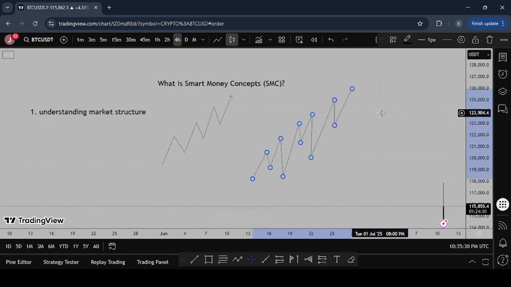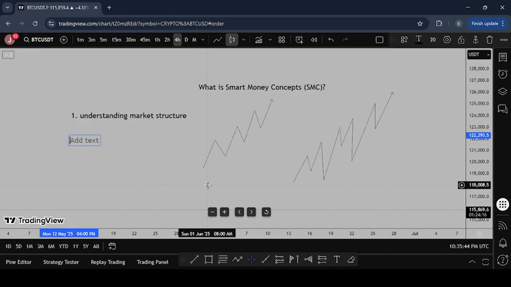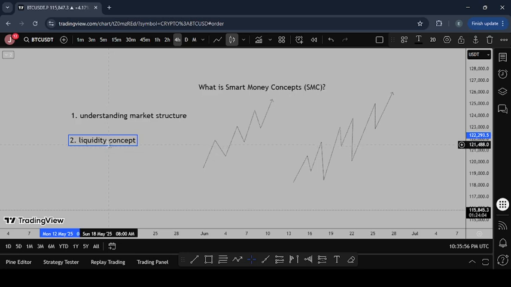So let me just state the basic things you need to know in SMC. The first thing is understanding market structure. The second thing you need to learn in SMC is liquidity concepts. You need to understand the place of liquidity in the market, which is basic.